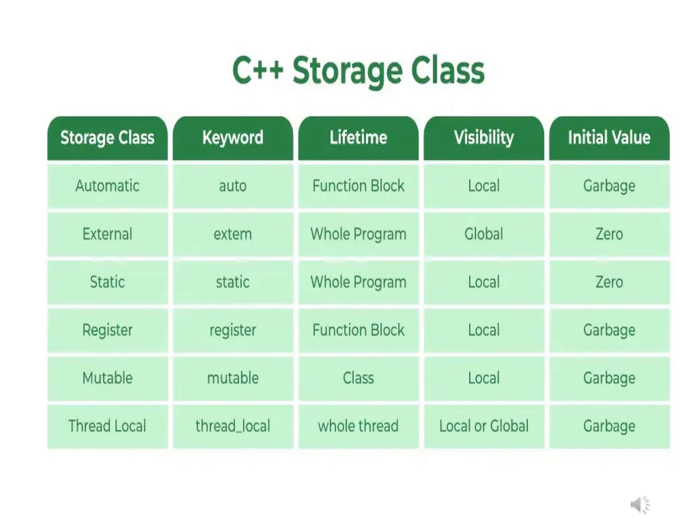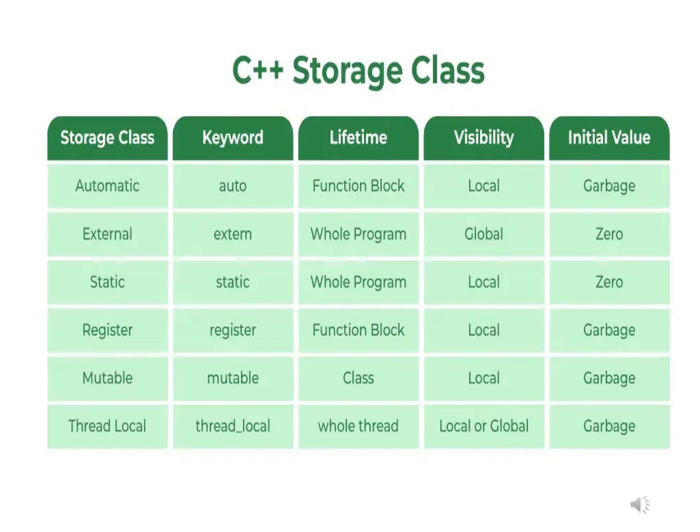For the static class, static is the keyword, the lifetime is the whole program, visibility is local, and the initial value is 0. For the register class, the keyword is register, the lifetime is the function block, visibility is local, and the initial value is a garbage value. For mutable, the keyword is mutable, the lifetime is class, visibility is local, and the initial value is a garbage value.